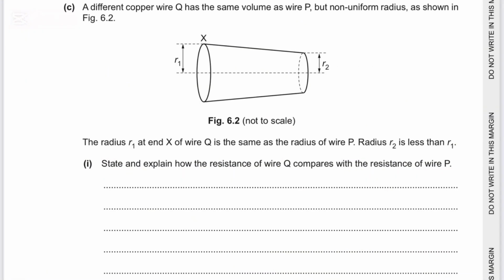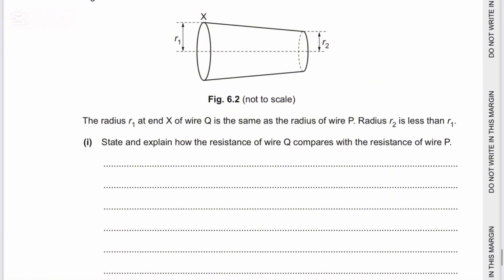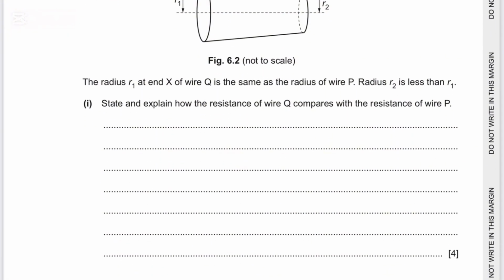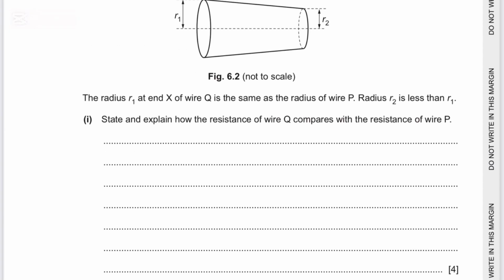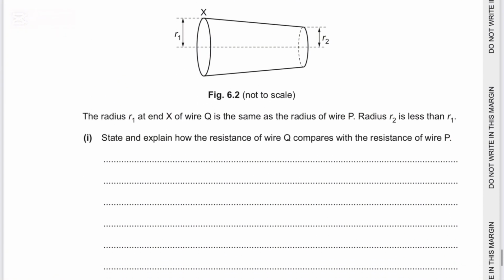C. A different copper wire Q has the same volume as wire P, but non-uniform radius as shown in figure 6.2. So this radius is going to vary, specifically decrease from R1 to R2. And you're supposed to state and explain how the resistance of wire Q compares with that of wire P. We are informed that volume of wire Q is equal to the volume of wire P. Since volume is the product of cross-sectional area and length, that means their products must be the same.